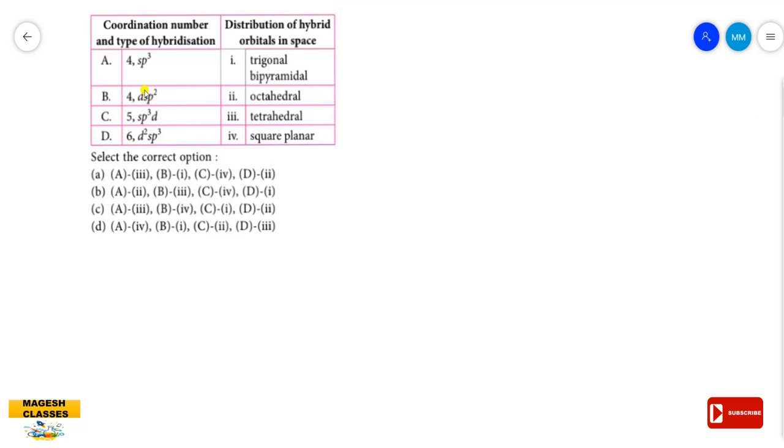Question number 30. It is a matching type question. On the left hand side, the coordination number and the type of hybridization are given, that is A in option A: coordination number is 4 and hybridization is sp3, and on the right hand side the distribution of hybrid orbitals in space is given. So what is the correct option? In case of sp3 hybridization, the orbitals involved are one s orbital and px, py and pz orbitals, so totally 4 hybrid orbitals. It is tetrahedral in shape. So for coordination number 4, sp3, it is tetrahedral. So for A, it is 3. So the answer is B, option D may not be your answer.